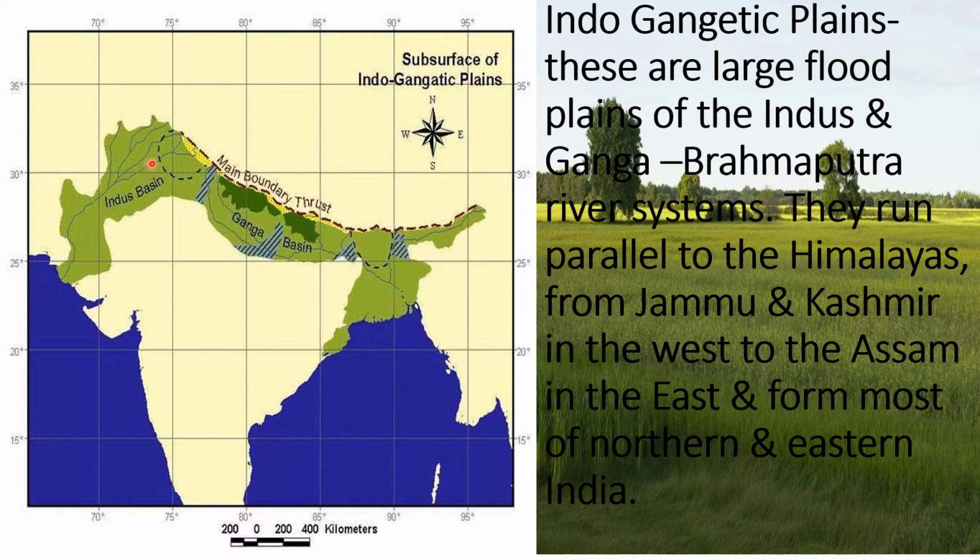From Jammu and Kashmir in the west to the east in Assam, and form most of the northern and eastern boundary. This side they are formed by river Indus and their 5 tributaries. So Ravi, Vyas, Jhelum, Chenab, these are the tributaries of river Indus.